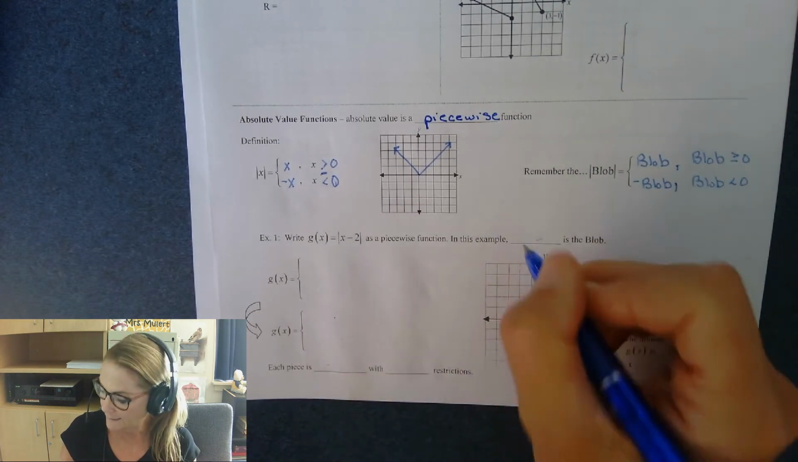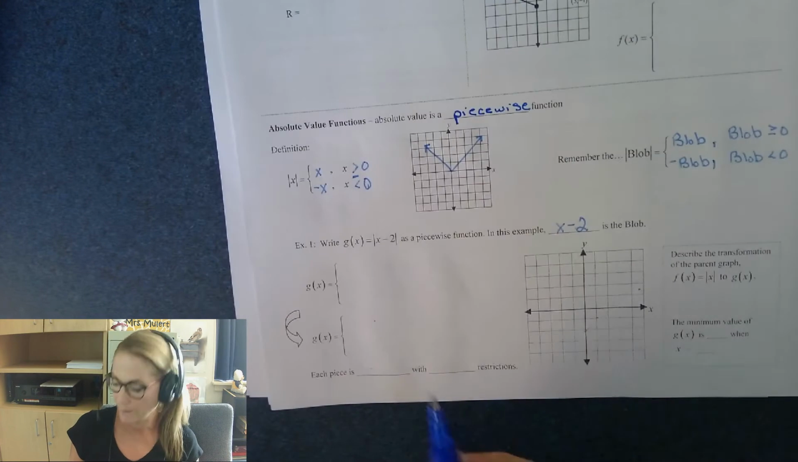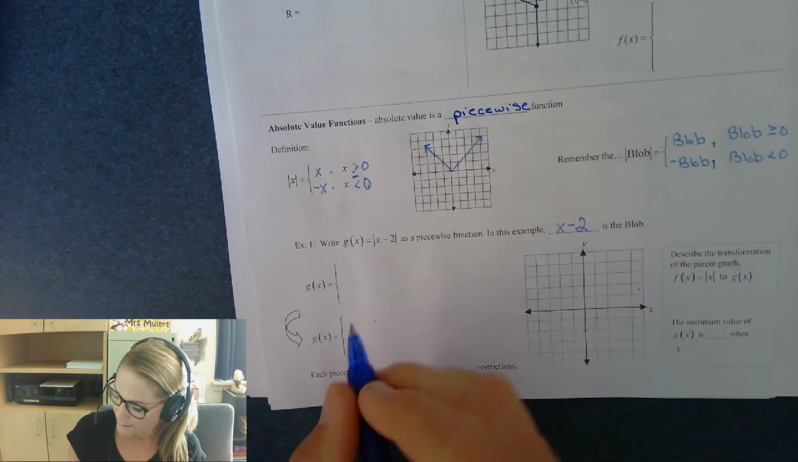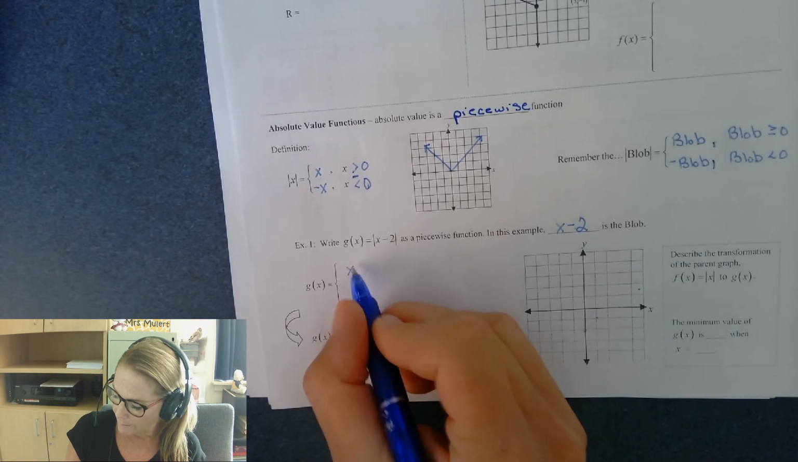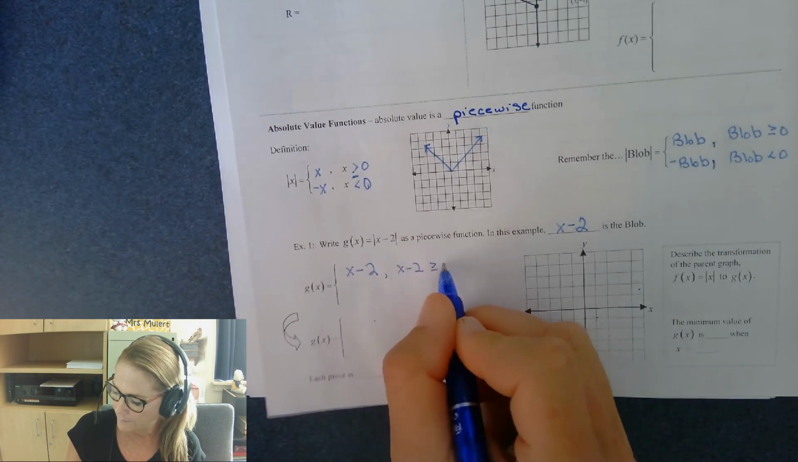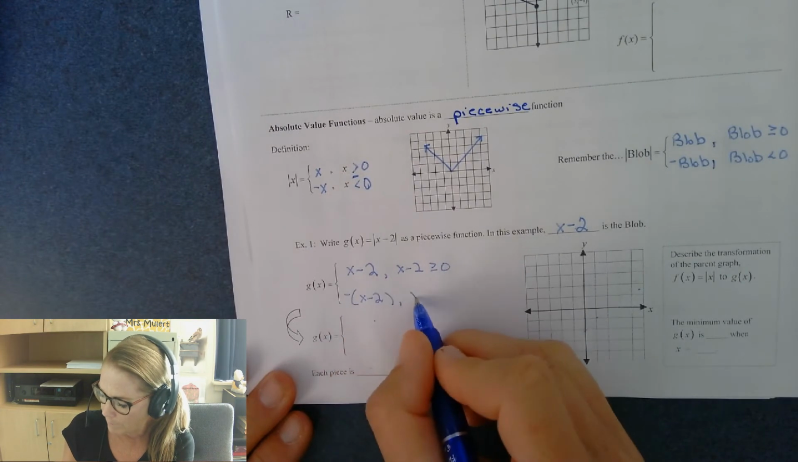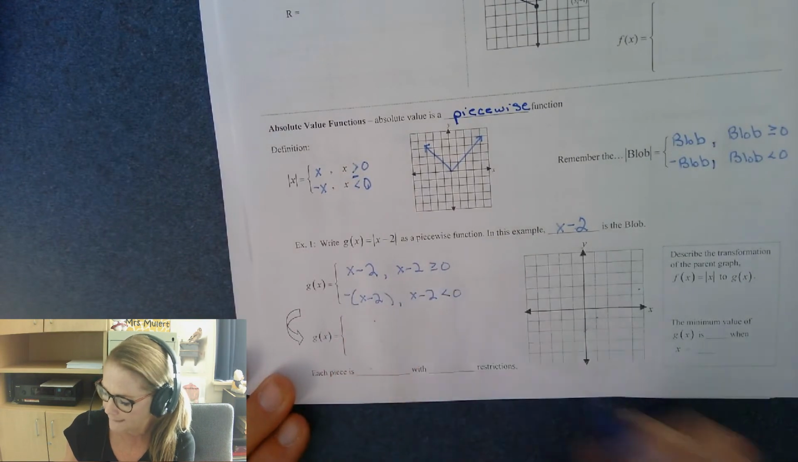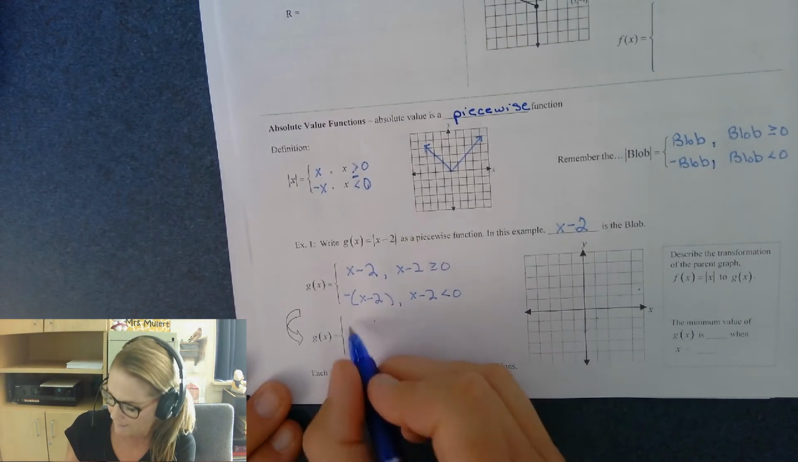And so for this example, the expression x minus 2 is what we're referring to as the blob. So you just go through this process and get the two pieces. So it will be the blob itself for blob values greater than or equal to 0. It will be the opposite of the blob for blob values less than 0. Okay, so that's the process, and then we show the next step where we just make it a little cleaner.